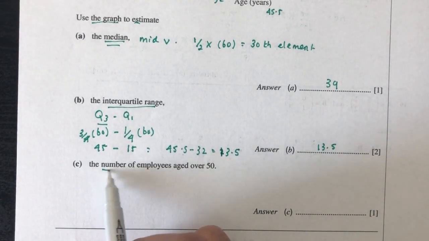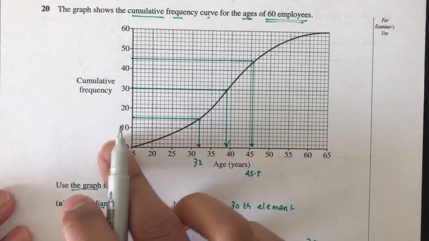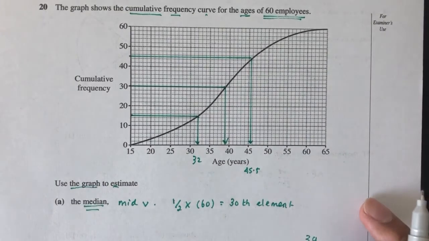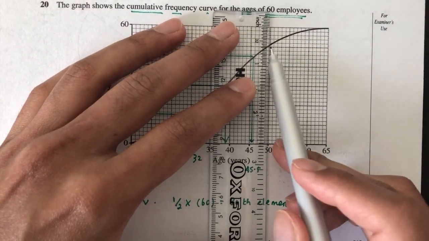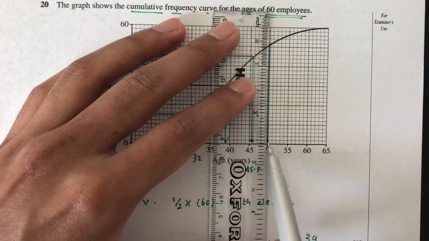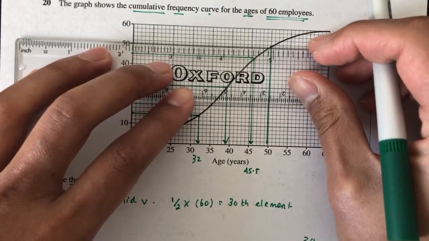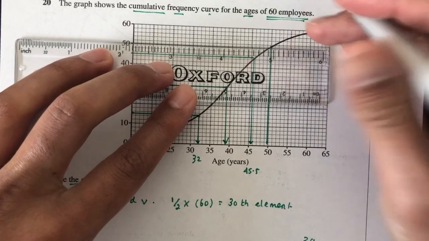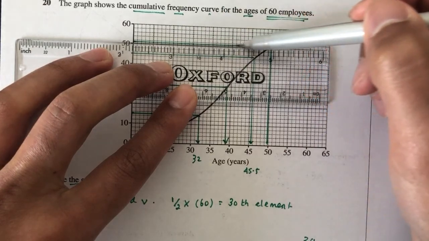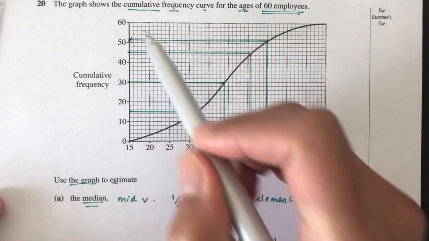Part C, find the number of employees aged over 50 years old. So we have to go to the age axis, find 50. So 50 is here. Let's draw a line to cut the graph, and then we have to find the people who are more than 50 years old. So for me, I got this line, which is in between 50-ish. So I have this value.